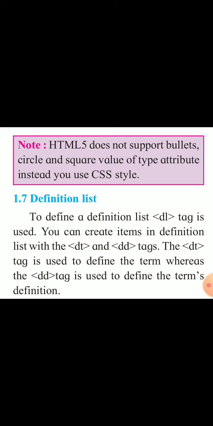Now the next type of list is the definition list. To define a definition list, the DL tag is used. You can create items in a definition list with the DT and DD tags. The DT is the definition title, and DD is the definition data. The DT tag is used to define the terms, whereas the DD tag is used to define the term's definition. If you see the example, you will understand it better.